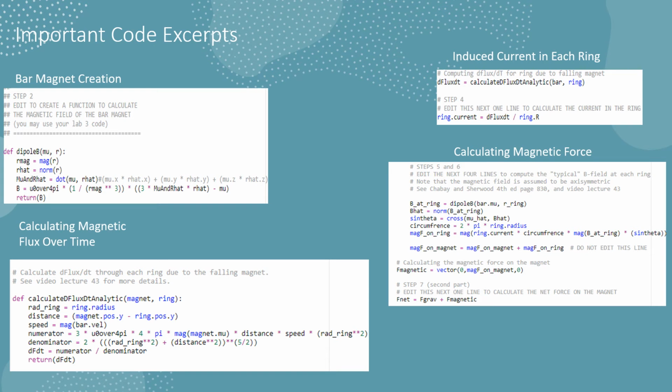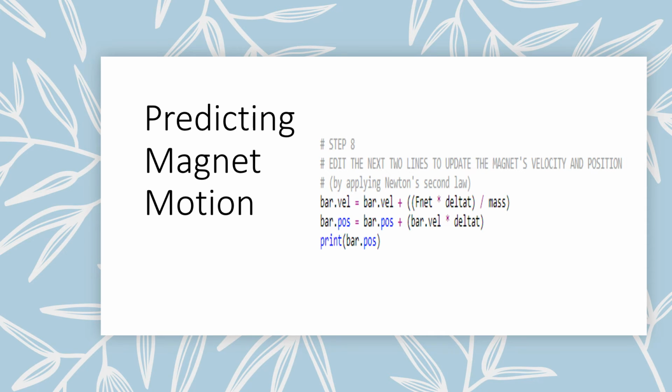And finally, we have important code excerpts. We have the code where you can see the bar magnet creation, calculating flux over time, the induced current in each ring, and calculating the magnetic force. The mathematical and computational translations of each formula are very smooth and very simple to see. Moreover, when we predict magnetic motion, we have iterative predictions derived from Physics 1, where you can also apply Newton's second law to predict the velocity and position of the magnet.